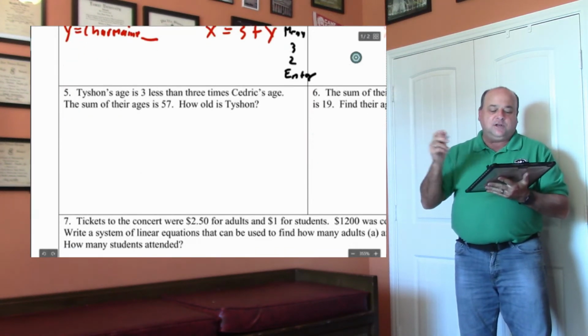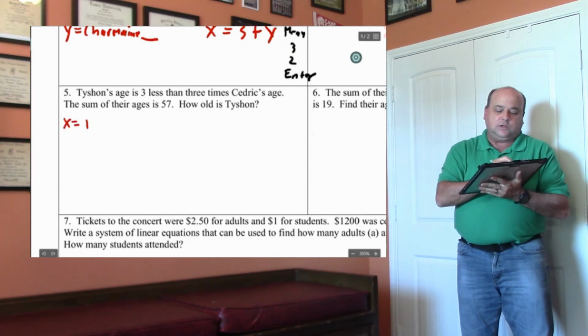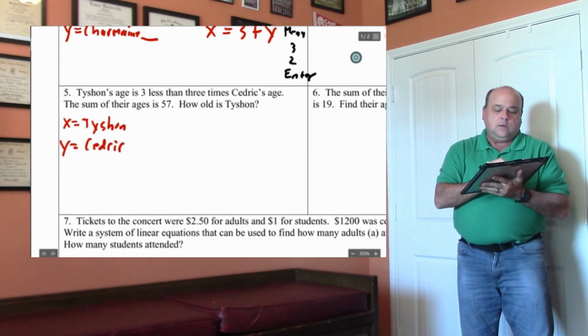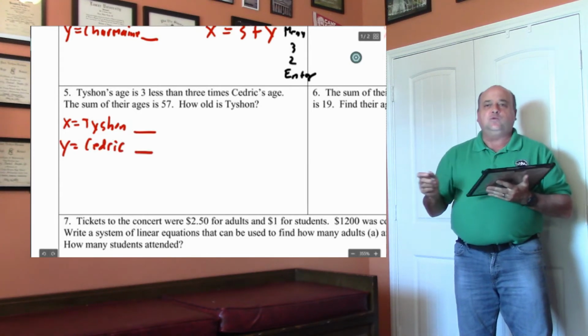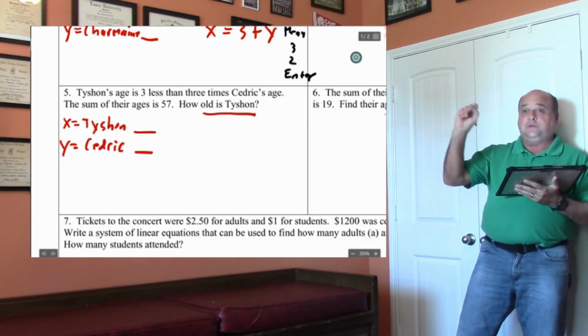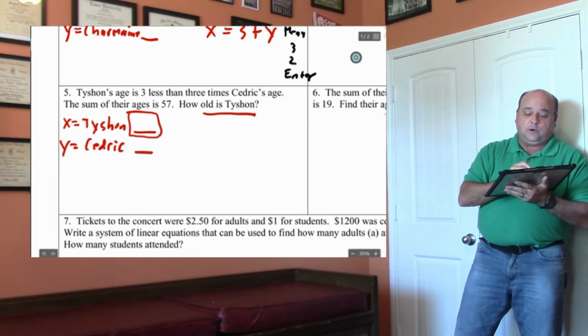Okay, on number 5, to Sean. So we're going to let x equal Tashawn. I usually let my x be the first one. And then y will equal Cedric. Then put a blank and a blank. That's where our answers will go. All we want to know is how old is Tashawn. So this would just be this number right here, wouldn't it?